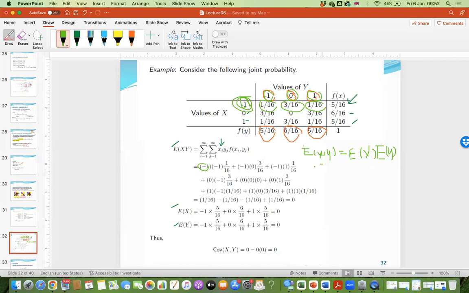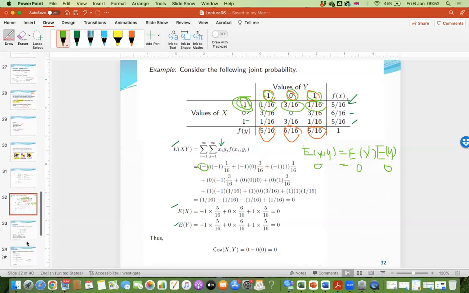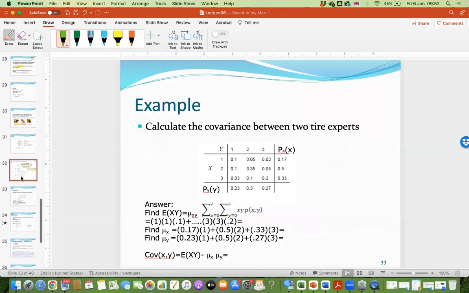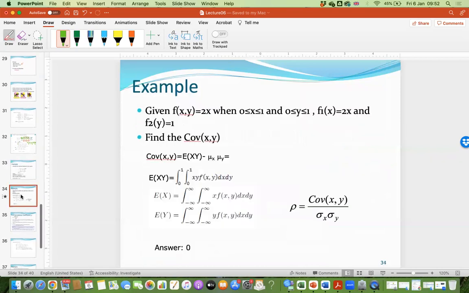Okay. So in this condition, it happened that E[XY] equals E[X] times E[Y]. Therefore, in this case, they are independent. Okay, so check out this one and whether they are independent or not. Can you check it out? And we discuss on Monday.